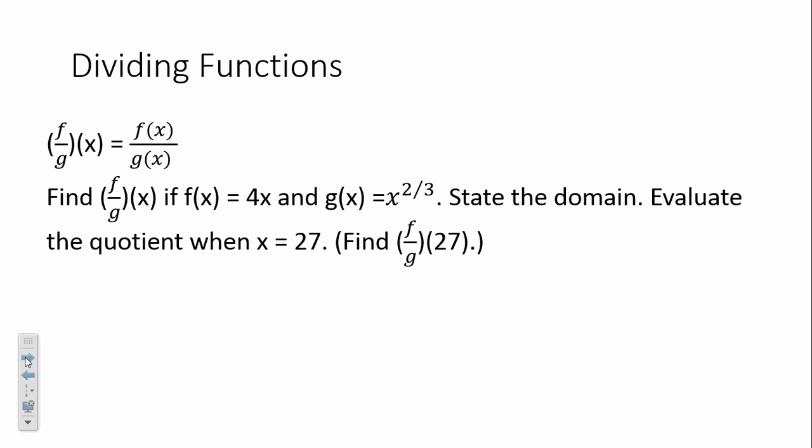Dividing functions. They tell you to find f over g of x. What do you think they want you to do? Yeah, divide. Take whatever f is and put it over g. So in this case, f of x is 4x. G of x is x to the 2/3.